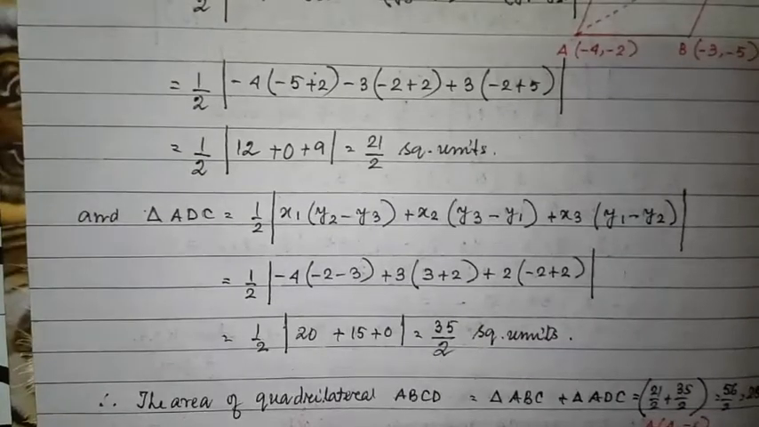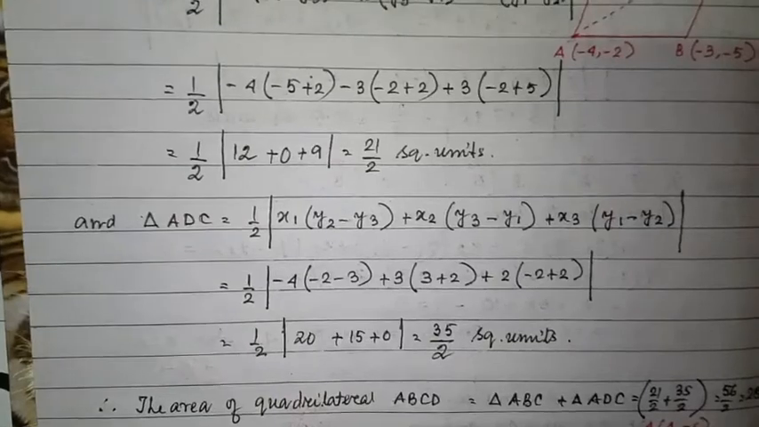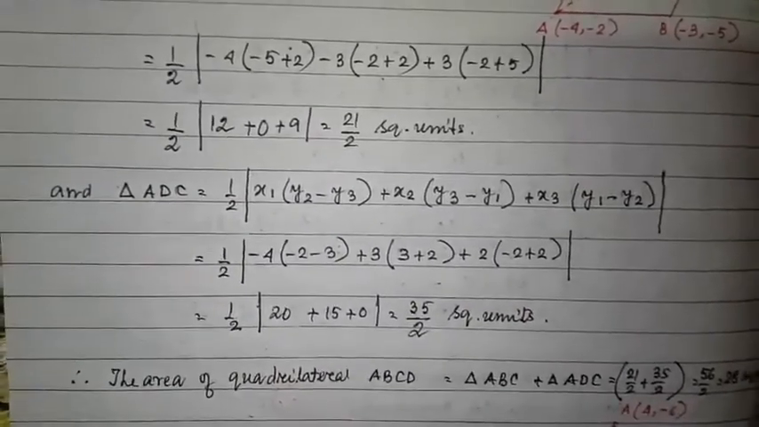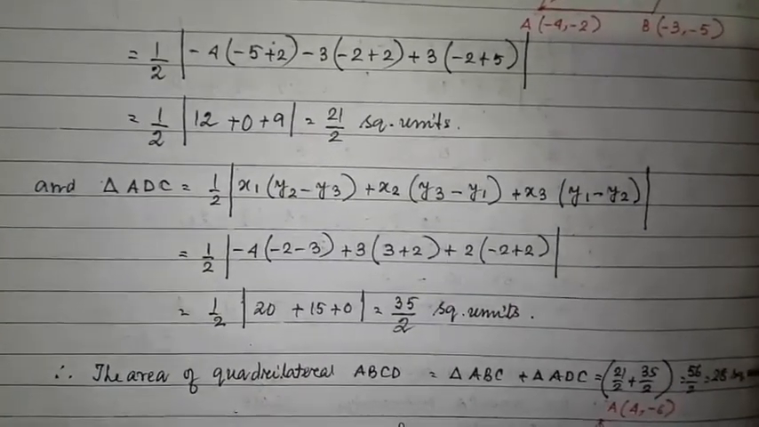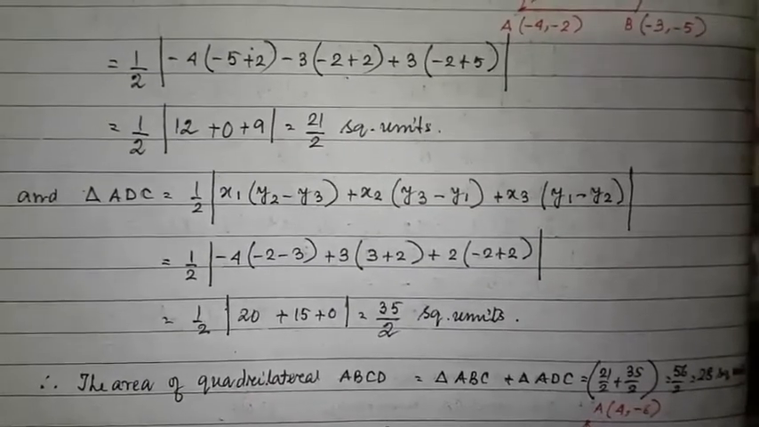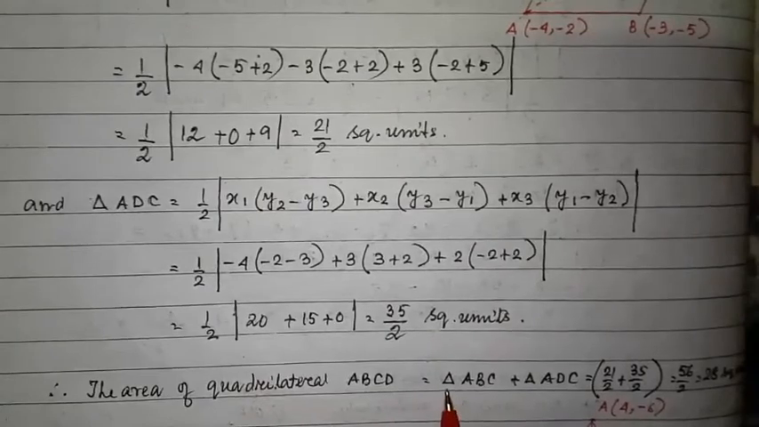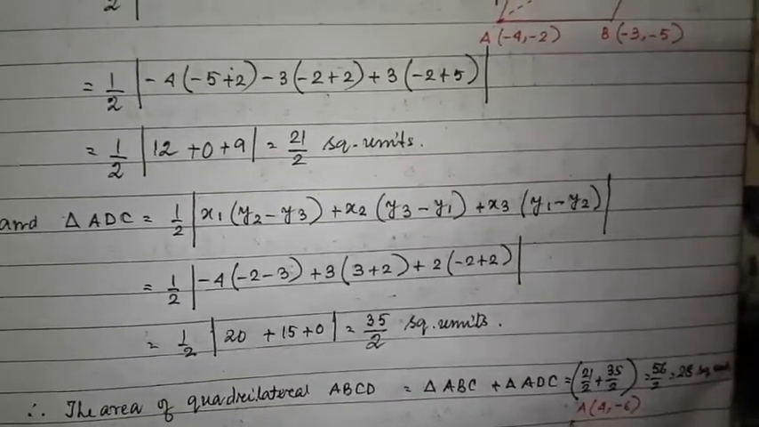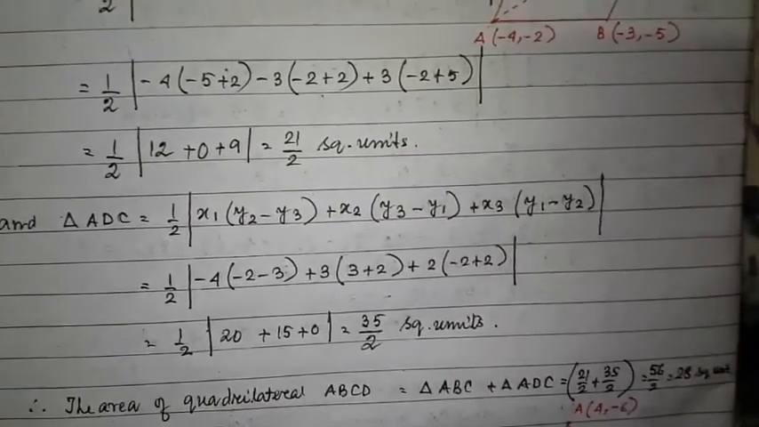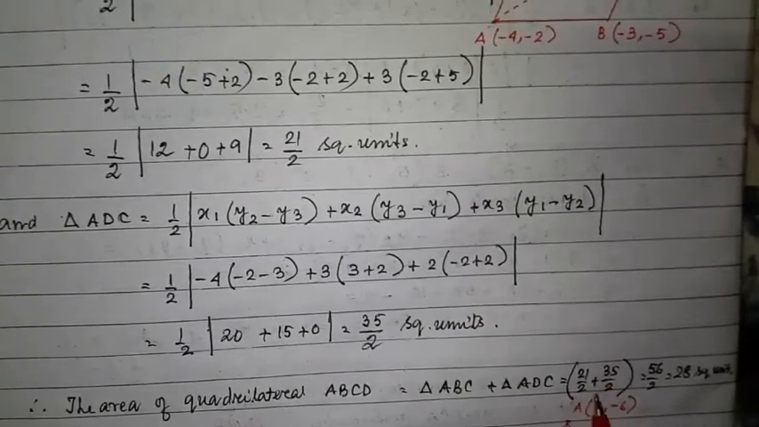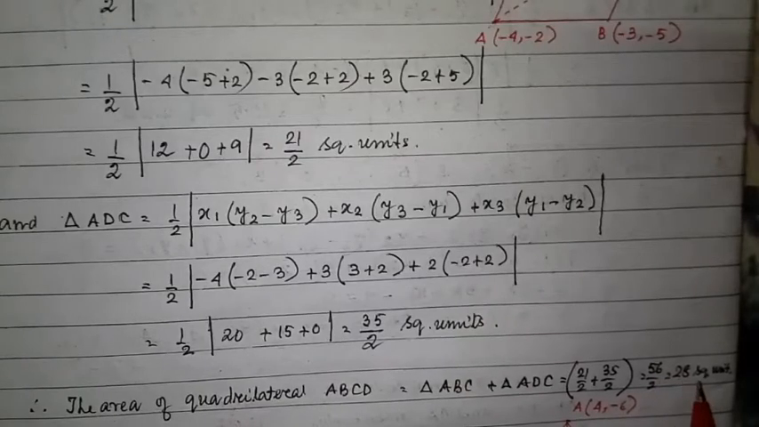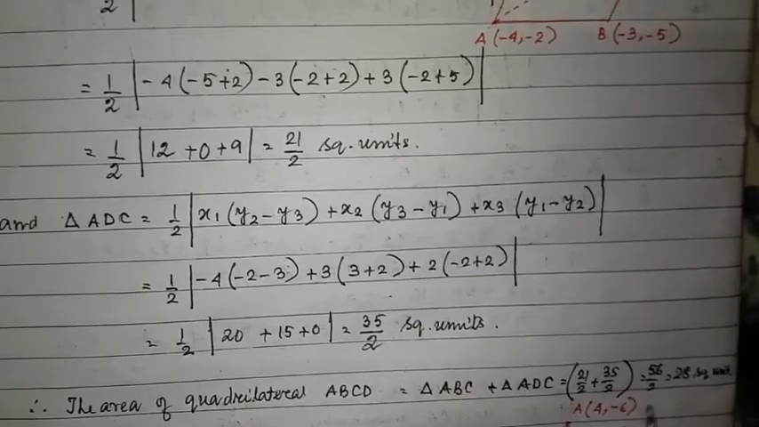Now area of the quadrilateral. As the diagonal divides the quadrilateral into two triangles, therefore area of the quadrilateral is equal to sum of the areas of the triangles. Therefore area of the quadrilateral ABCD is equal to area of triangle ABC plus area of triangle ADC, that is 21 by 2 plus 35 by 2, that is 56 by 2, means 28 square unit. So 28 square unit is the answer.